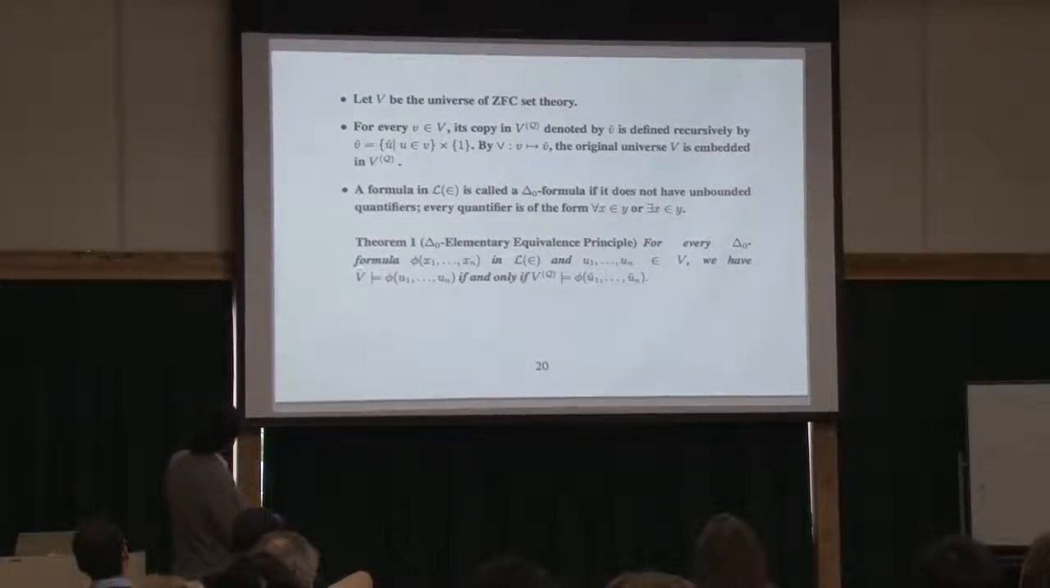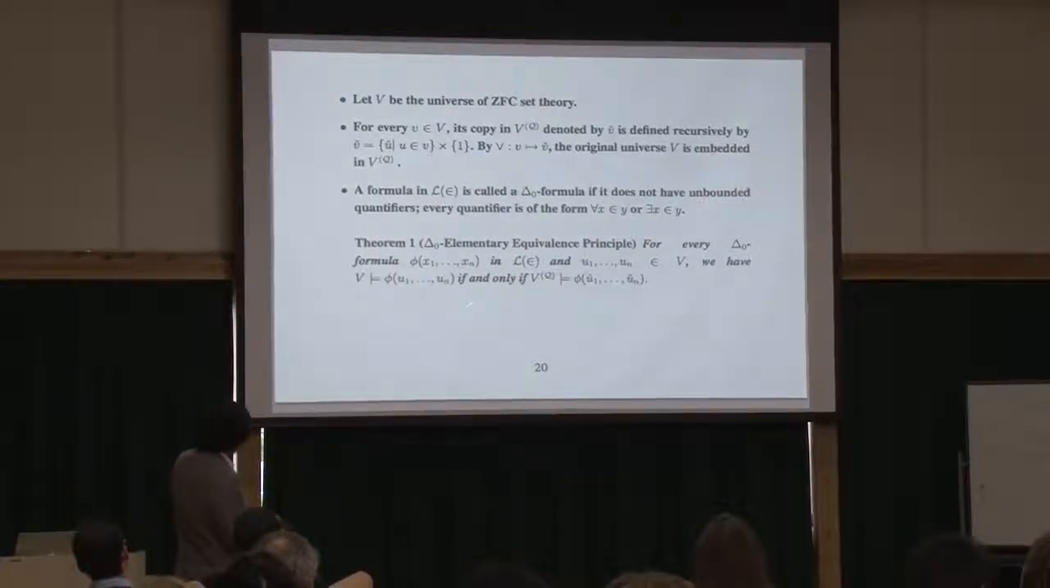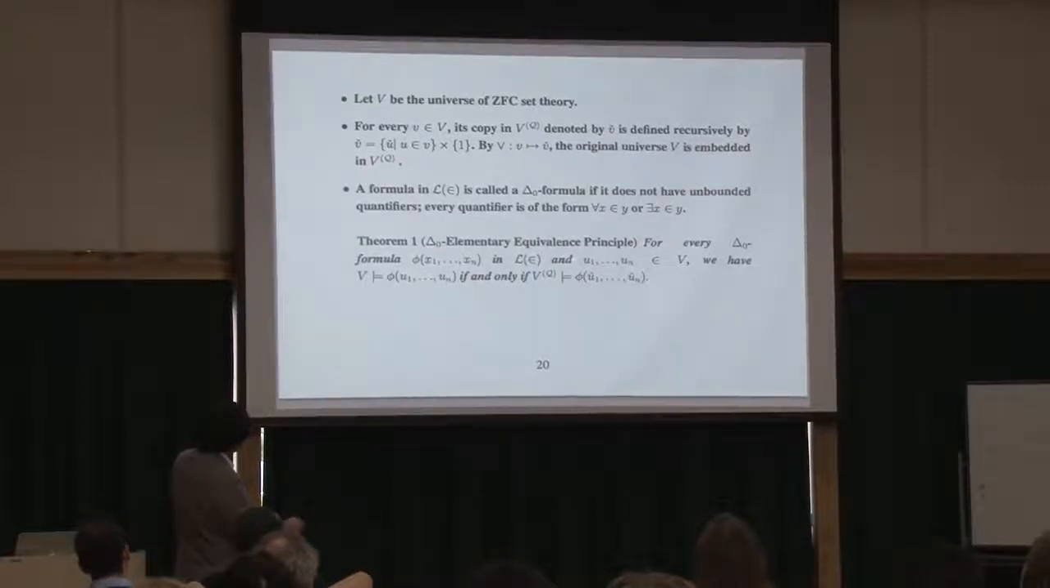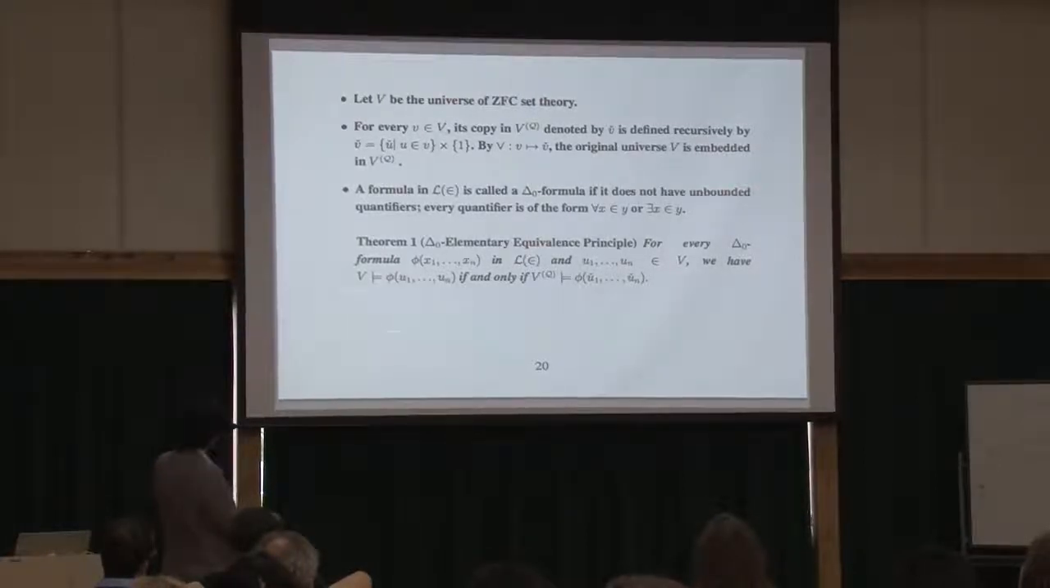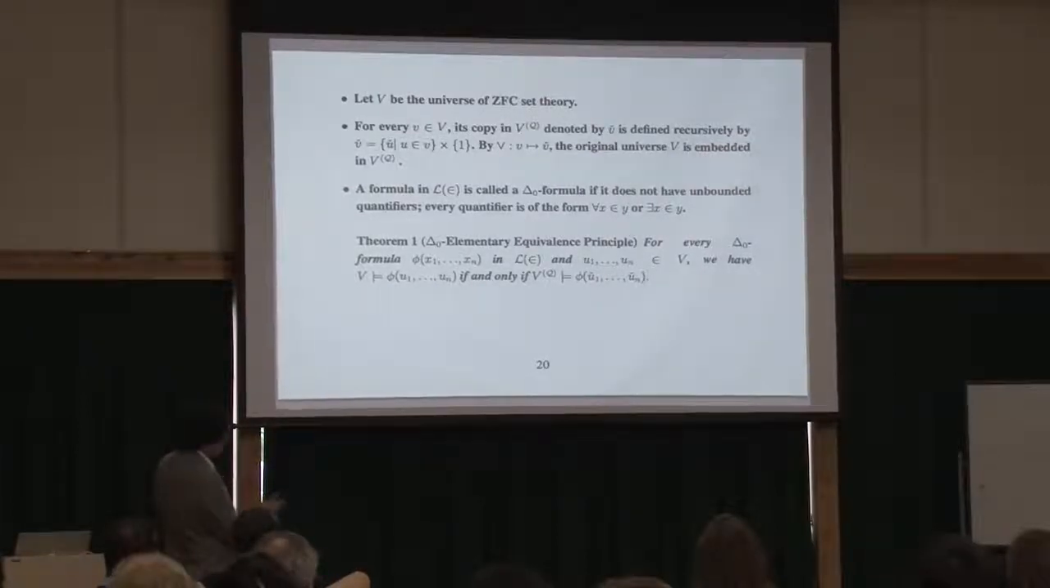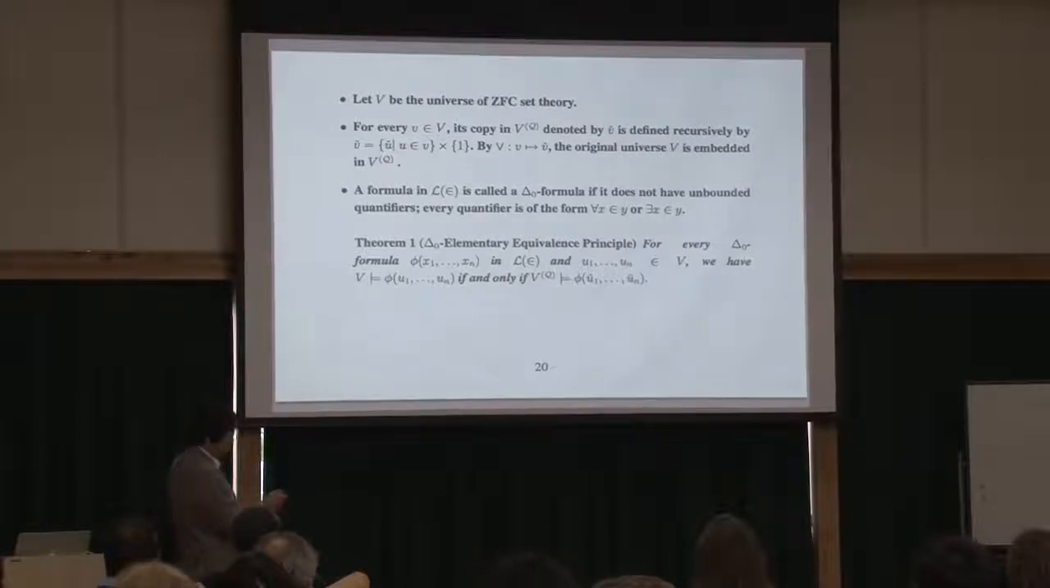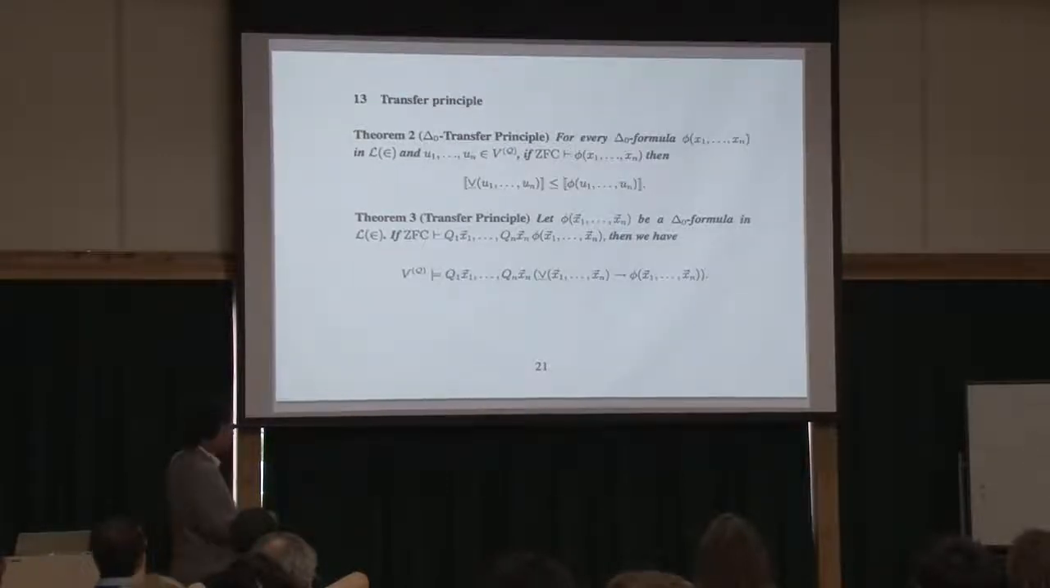for every delta zero formula and every constant denoting a standard set, this formula is satisfied in the standard universe if and only if this embedded formula is satisfied in the quantum set theory. So if you consider a bounded formula with this embedding, it is just like an elementary embedding in the model theoretical sense.